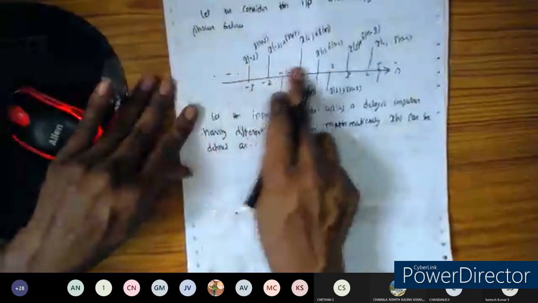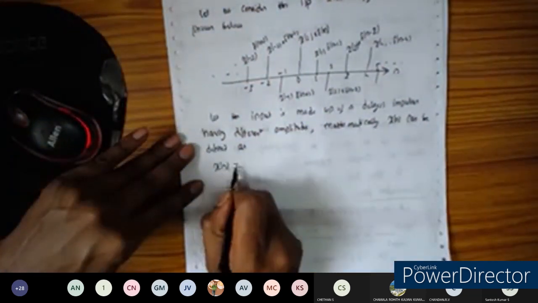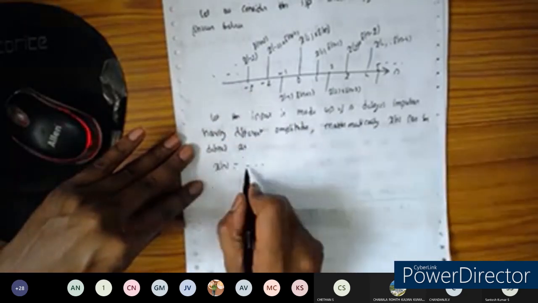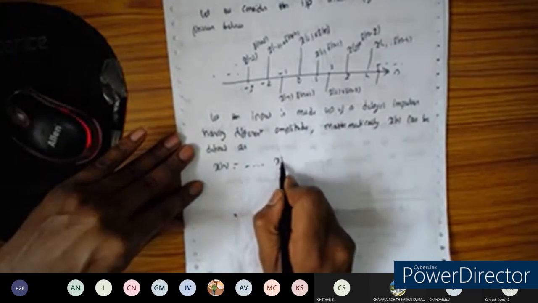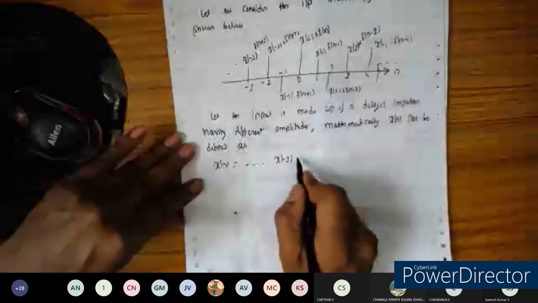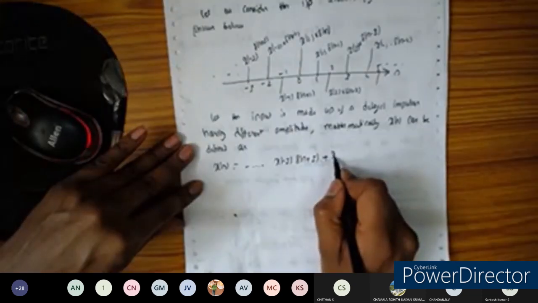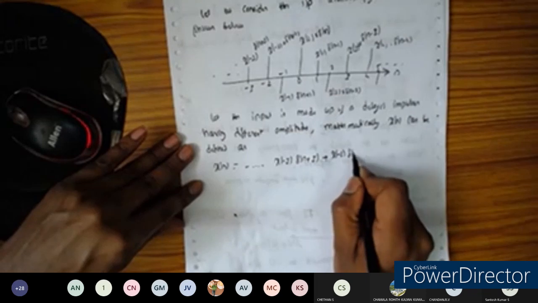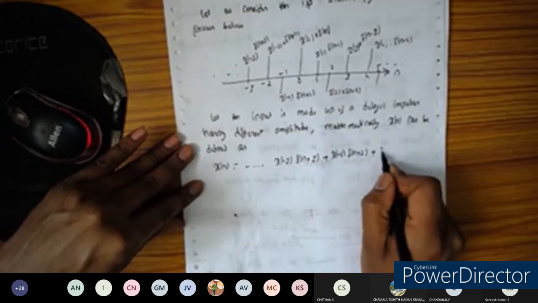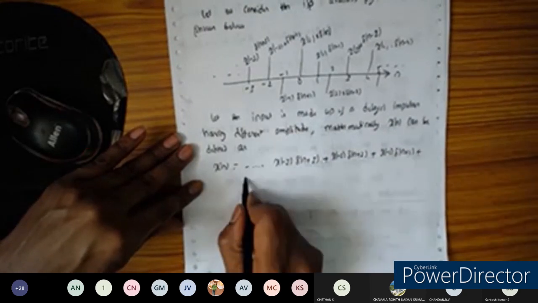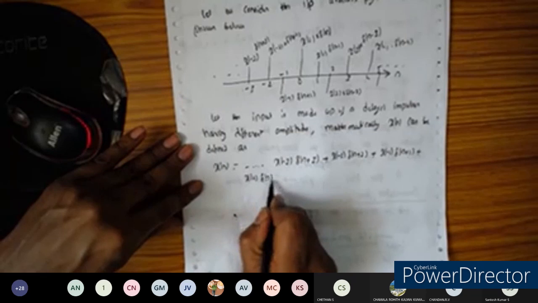This x of n I'm going to define mathematically as the sum of these things, because whenever it is there, we can express this as a sum. So x of n is equal to, from minus infinity up to some minus 3, I can take dots. This is x of minus 3, n is equal to minus 3. So I can express it as the product x of minus 3 into delta of n plus 3, plus, n is equal to minus 2, x of minus 2 into delta of n plus 2. n is equal to minus 1, x of minus 1 into delta of n plus 1. n is equal to 0, I can express as x of 0 into delta of n.